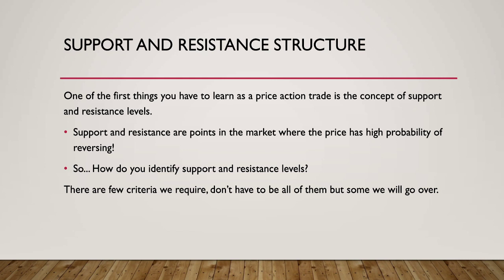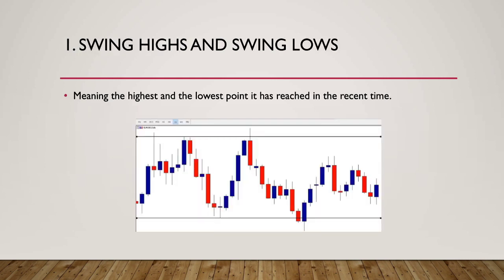So how do you identify those support and resistance levels? There are a few criteria we require. It doesn't have to be all of them, but the more the better, right? We can start off with the swing highs and swing lows, meaning the highest and the lowest point it has reached in a recent time.